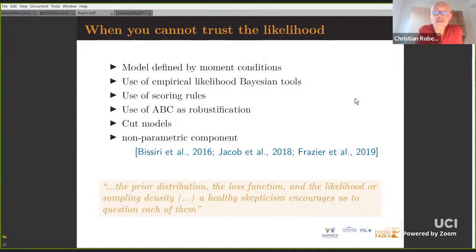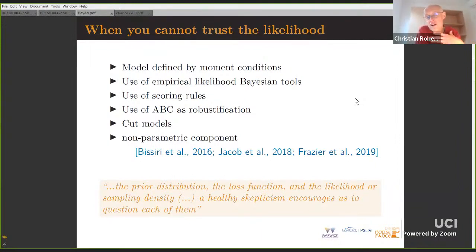I started with models that are sub-defined, not entirely defined, but set by moment conditions, as you often find in some econometric literature. And this connects with redefining the model through empirical versions, like, for instance, the empirical likelihood Bayesian approach, the replacement of the likelihood by loss functions in an approximate Bayesian version, following, for instance, the development of Bissiri, Holmes, and Walker, which I find quite fascinating, and it's still going on today as a robust approach to Bayesian statistics. Again, when you really don't trust the likelihood.